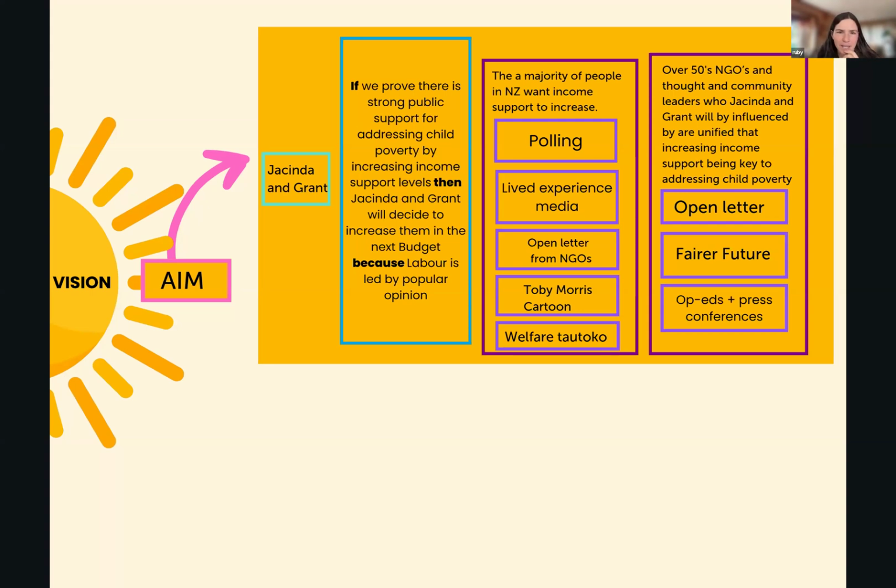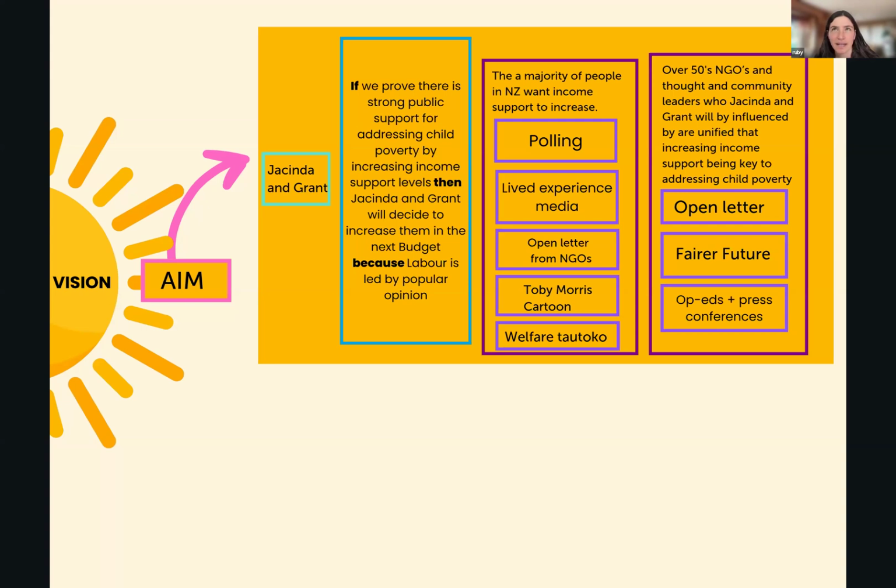And another tactic we did, which is in both of these and relates to both of these goals, was the open letter from NGOs. One of our goals as a whole was to have over 50 NGOs and thought leaders, who we knew Jacinda and Grant would be influenced by, but who would also influence the wider public, unified in the need to increase income support. So we wrote an open letter basically saying increase income support. We went out to different people and got their sign on, and we actually ended up with over 70 different NGOs signing on to it.